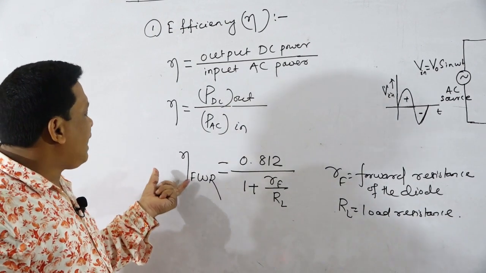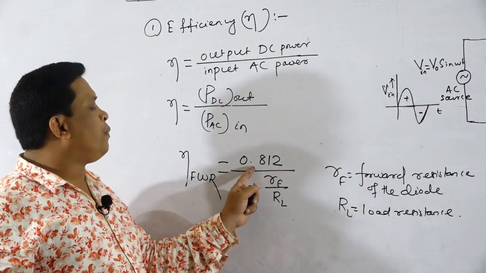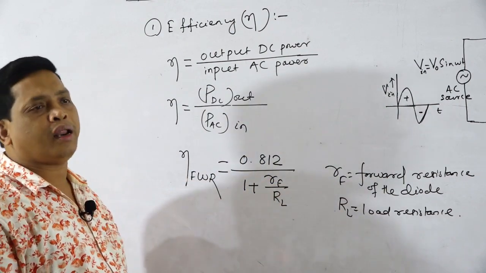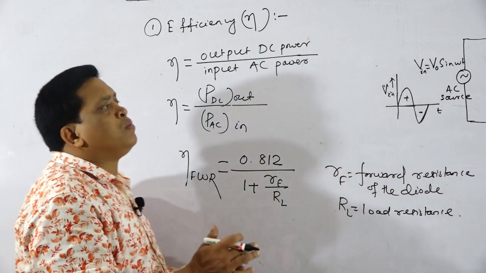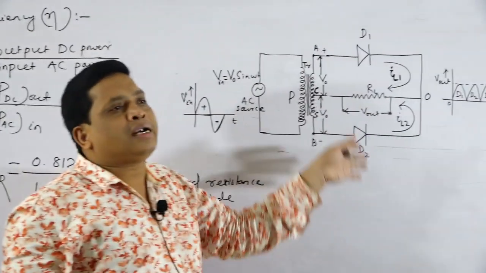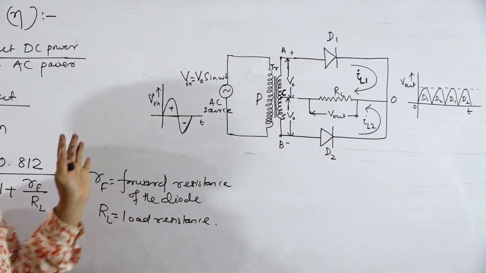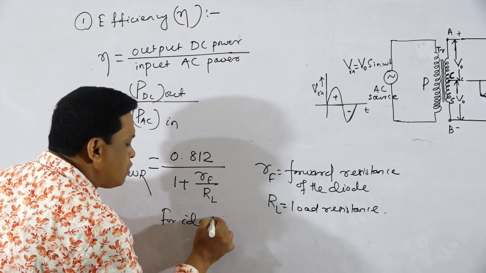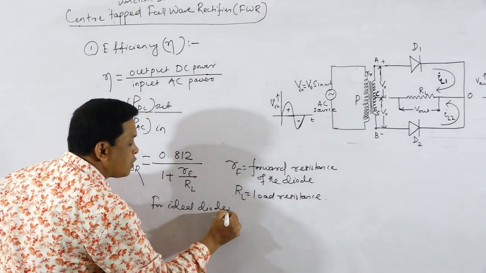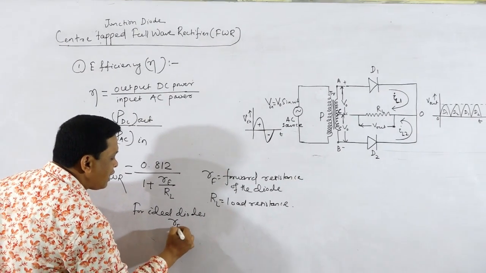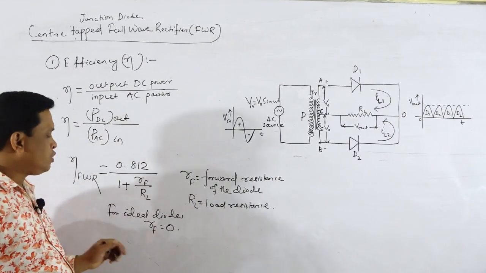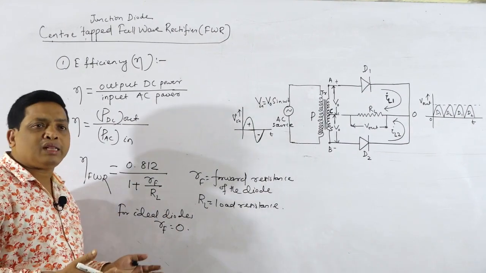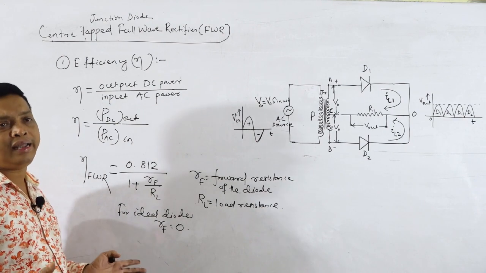So, eta FWR is equal to 0.812 by 1 plus RF by RL. Now, if we assume that the diodes are ideal, so for ideal diodes, we can take RF equal to 0. So, remember, practically the diodes are not ideal, but theoretically we are taking the diodes as ideal.